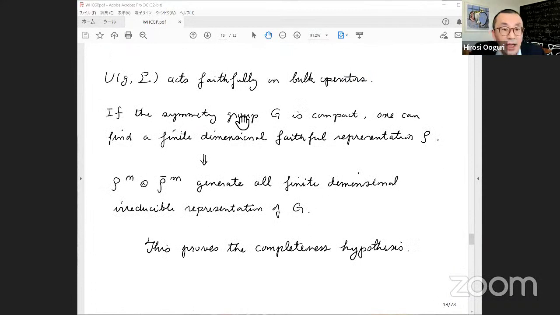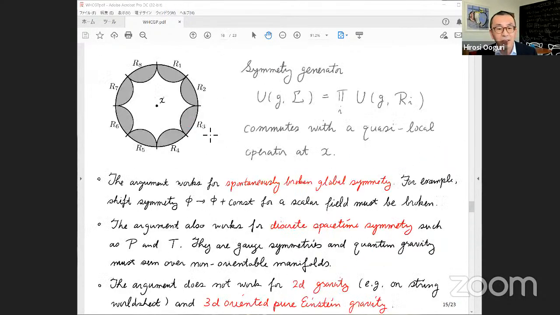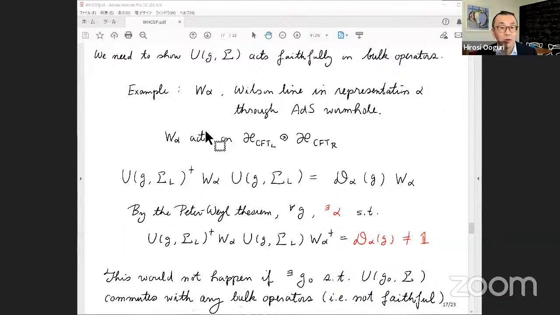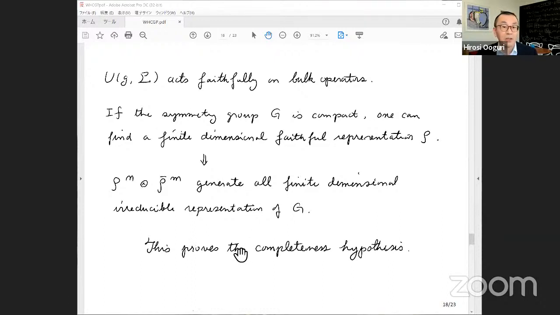So in the remaining time, it looks like I'm going a little bit faster than I expected. So I would like to clarify this completeness a little bit more. Here it says that certain representations appear, but it doesn't tell you how they appear, what kind of density each of these representations has.